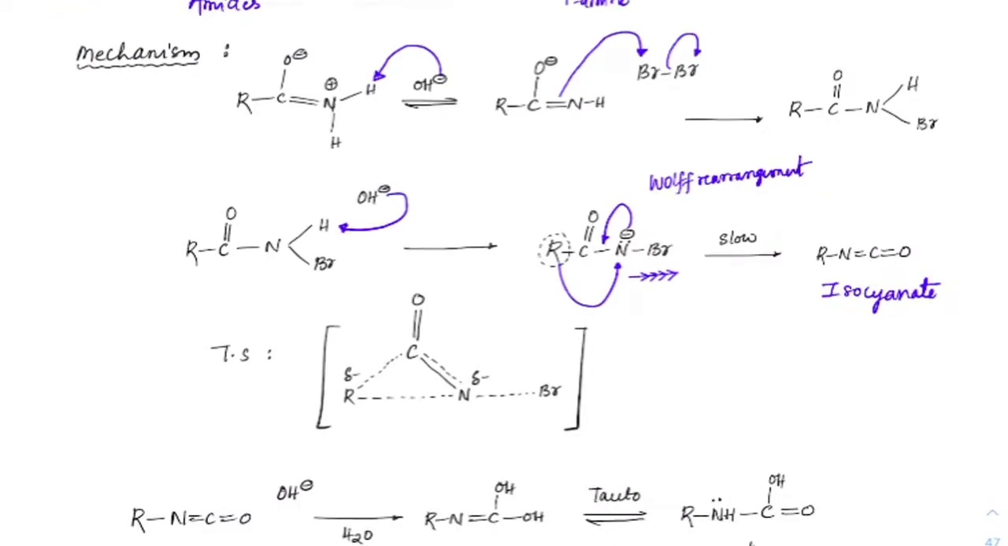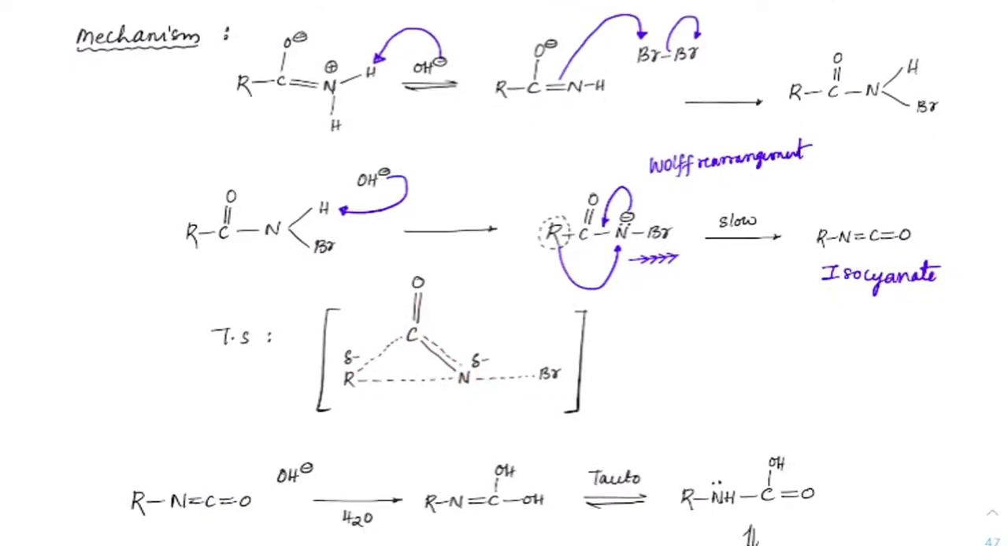If you see the transition state here, this is how the transition state appears. Now, one important thing to note in the transition state: because this R minus has to carry electrons towards nitrogen, it has to carry electrons and give them towards nitrogen.